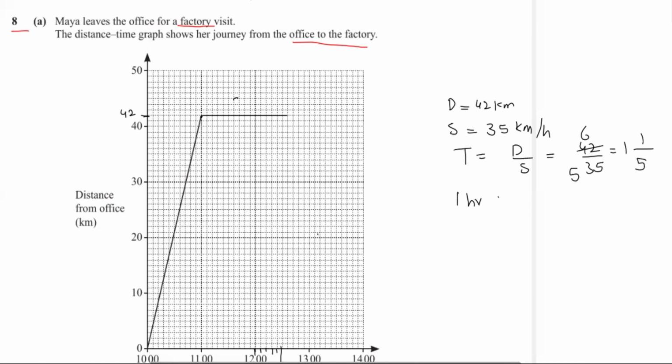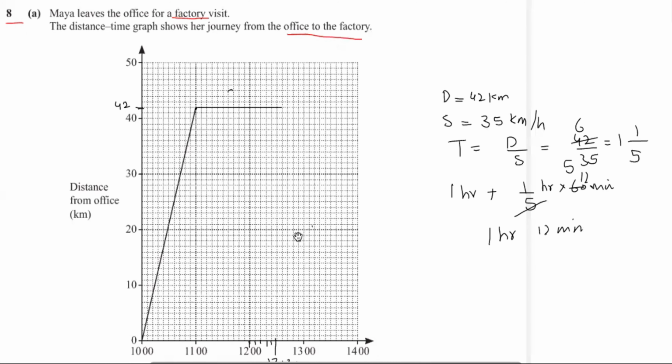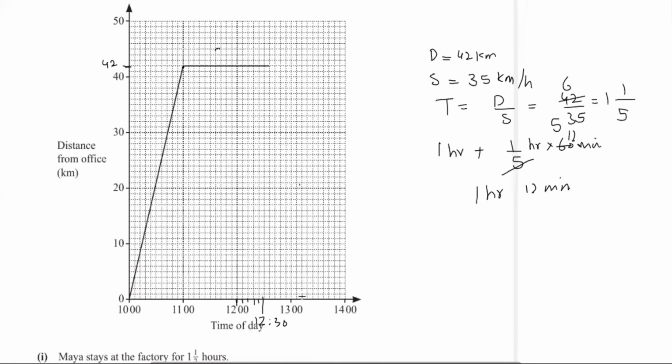Now 1 hour plus 1 over 5 hours, we convert into minutes. We multiply by 60. That will be equal to 12 minutes. Therefore, we write 1 hour and 12 minutes. And we mark the position. And this is the time, 1 hour, 12 minutes.